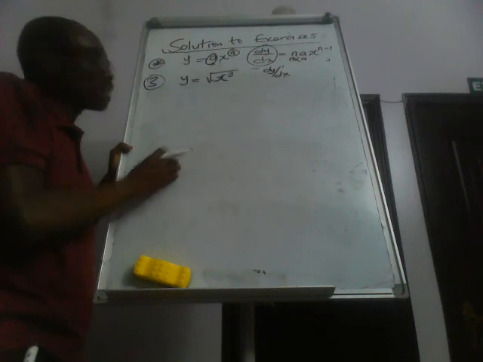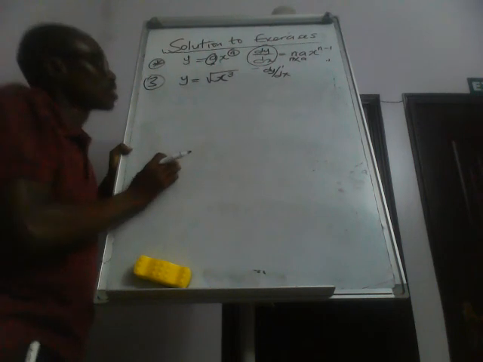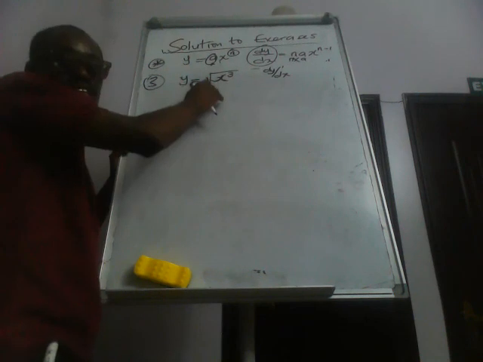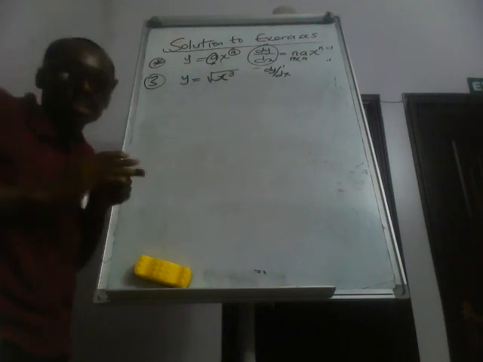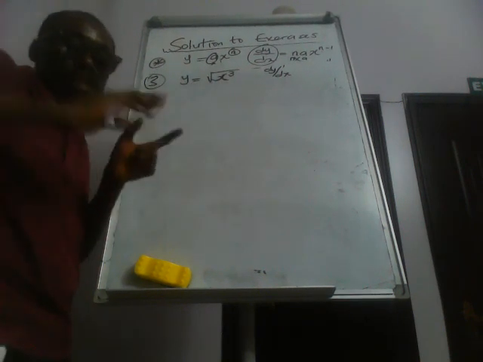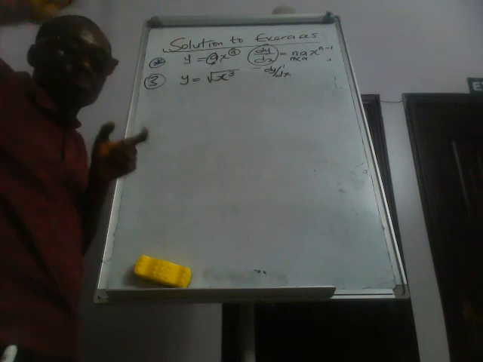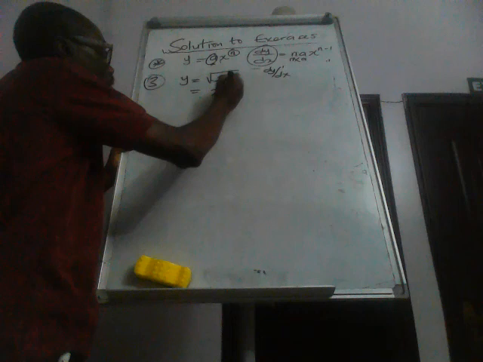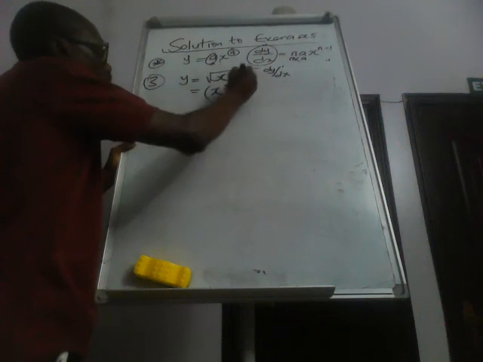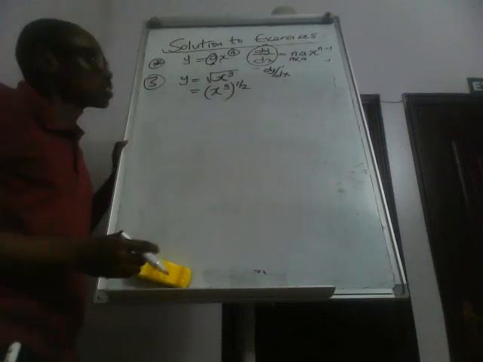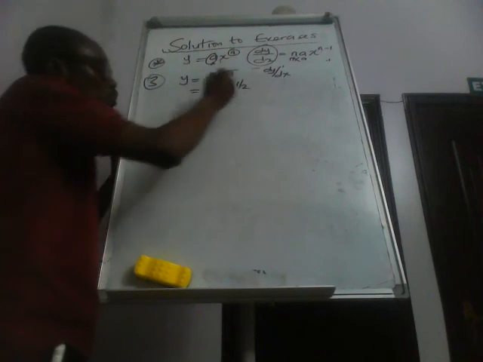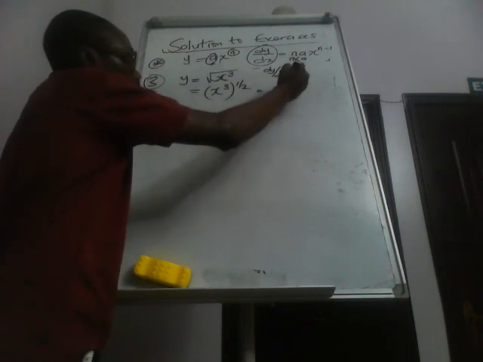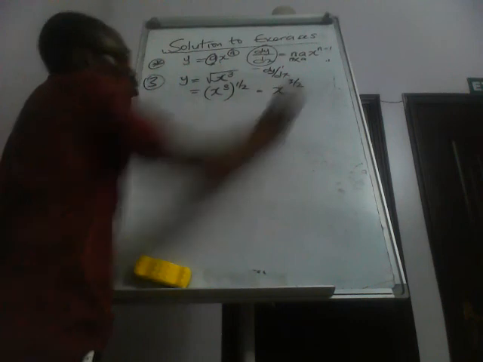Still, we're going to apply the law of indices, which we applied in the previous problem. When you have a root, whatever is inside the root we can take out of the root and raise to power half. So this is the same thing as x raised to power 3 in bracket raised to power half. Okay, so we can now multiply 3 times half. That will give us x raised to power 3 over 2.